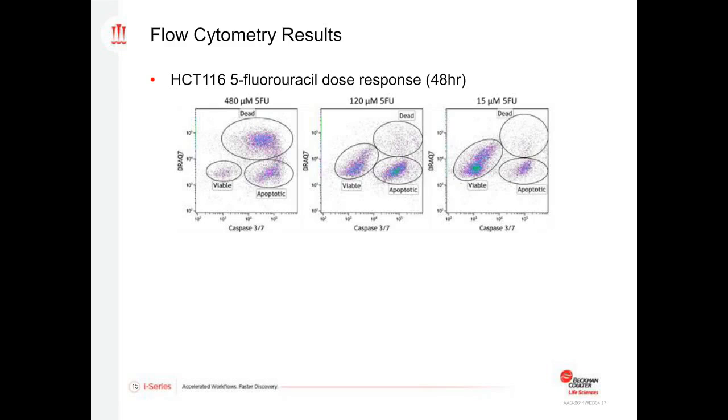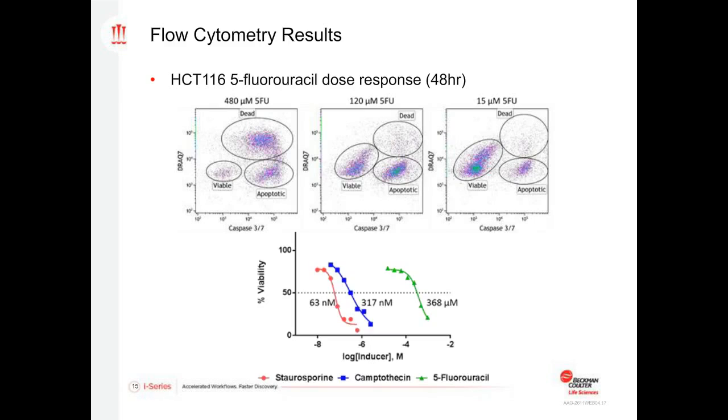And in fact, we can actually plot some nice dose-response curves with all of the data that we achieved. What you can see is that looking at this HCT116 cell line at 48 hours, staurosporine and camptothecin were far more effective at killing these cells than 5-fluorouracil, looking at the IC50 concentrations of 63 nanomolar and 317 nanomolar, roughly 1,000-fold more effective than the 368 micromolar required to get 50% cell death in this HCT116 cell line. So again, a nice illustration of a dose response, but we also wanted to look at different time courses.